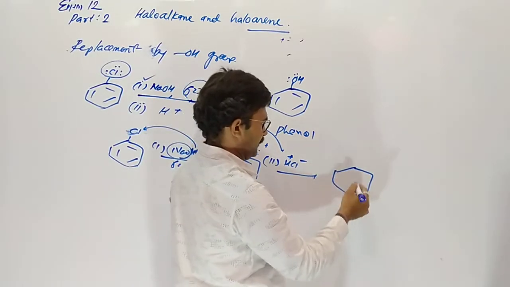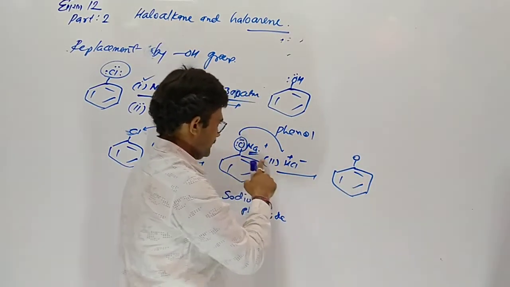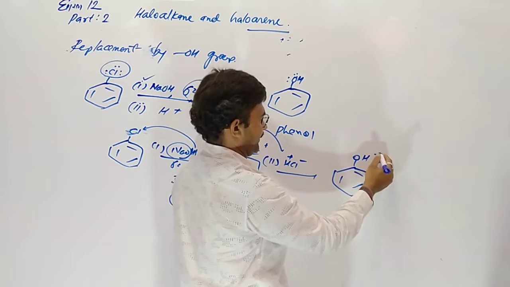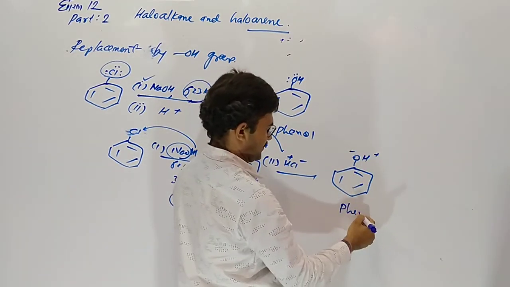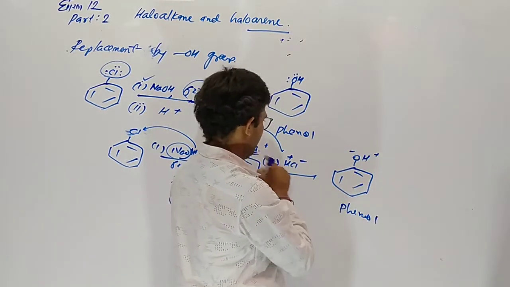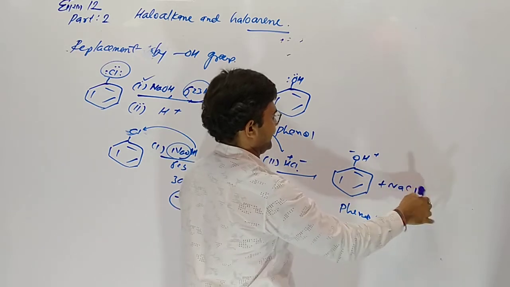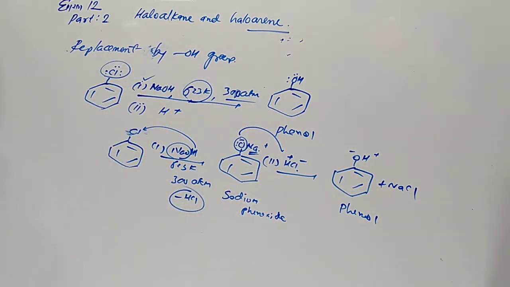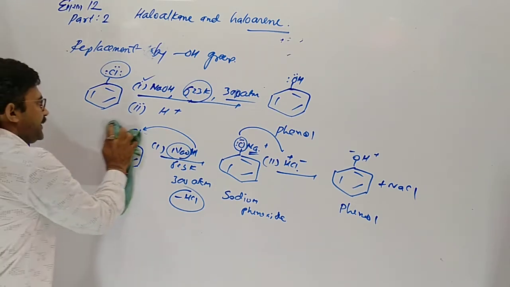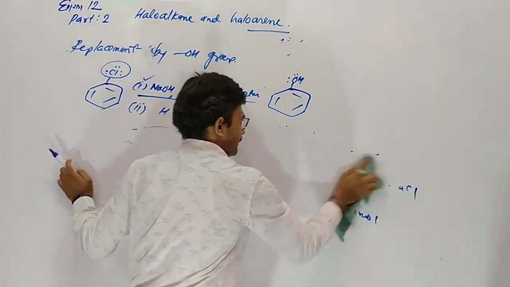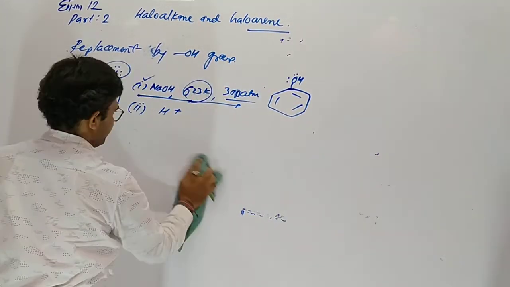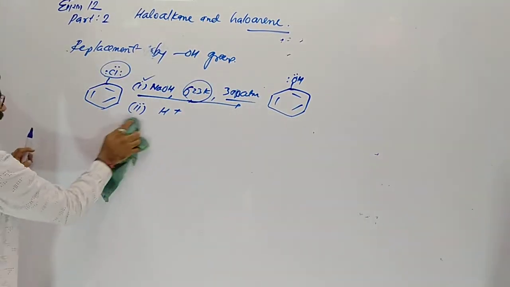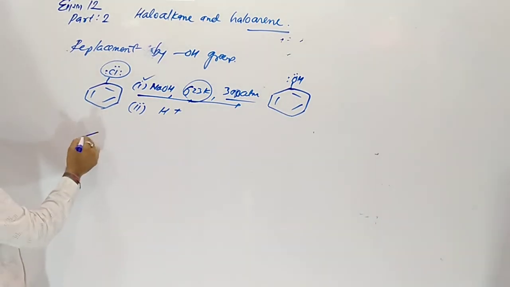In the second step, sodium is replaced by hydrogen and phenol occurs, with removal of the salt NaCl. This is given directly in the book, but actually it occurs in 2 steps. This is a very tough reaction. It occurs in strong conditions. It is possible but difficult.